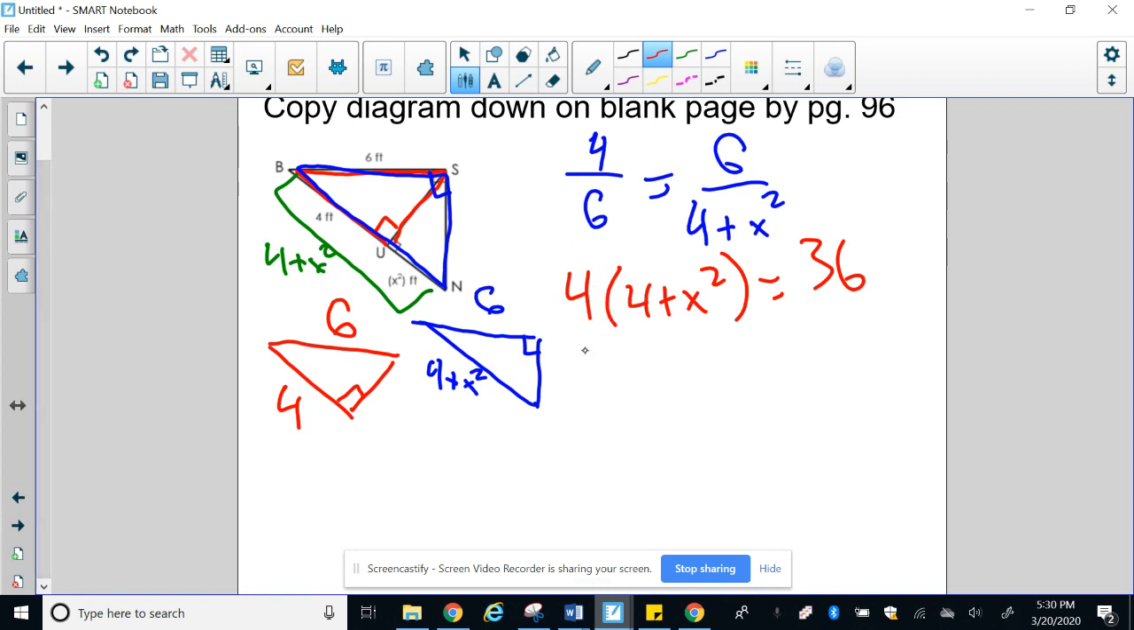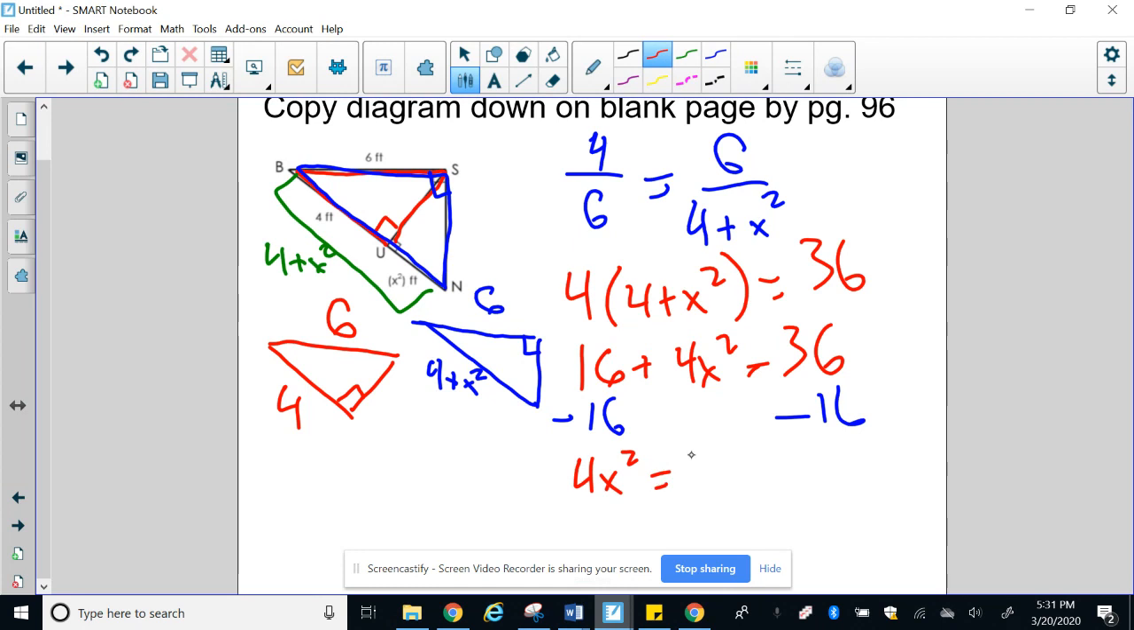Now distribute: 16 plus 4x squared equals 36. Subtract up. Notice how this one's different than the last one. We don't have a term with just an x, right? It's just an x squared and then a bunch of numbers. We really just have one term that has an x in there. So why don't we just solve by square roots, make it a little simpler. We could subtract the 16 over. We have 4x squared equals 20. Divide by 4. Now I've got x squared equals 5. Square root both sides. x equals, well, really it's plus or minus root 5.